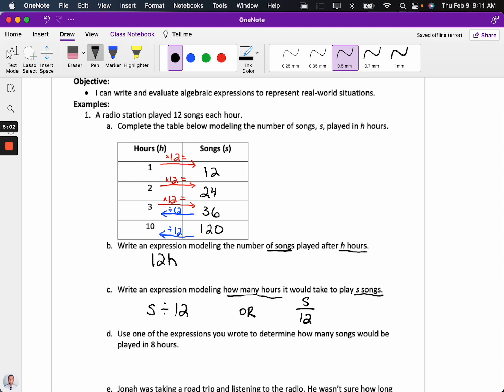All right, so all we're really doing for that is just we're writing our expressions, right? So what is happening in the problem? As I go from hours to songs, I'm multiplying by 12. As I'm going from songs to hours, I'm dividing by 12. All right, let's keep going because then we actually have to apply these expressions we wrote to look at some information here.